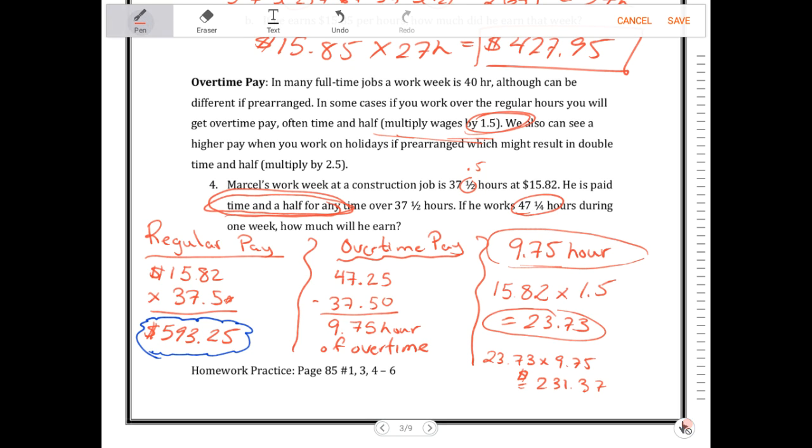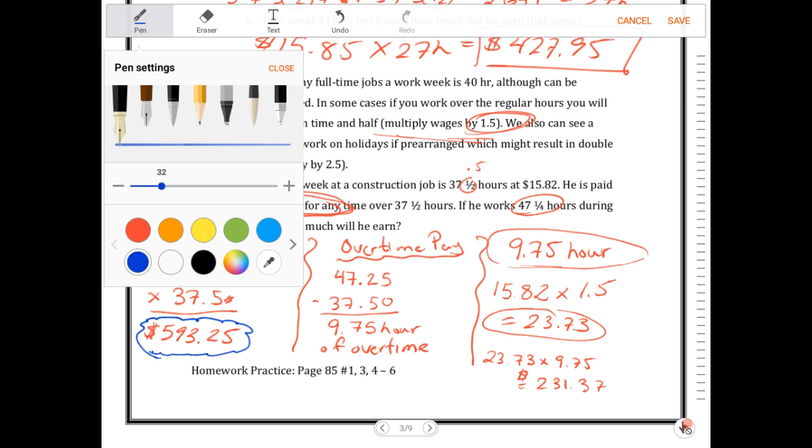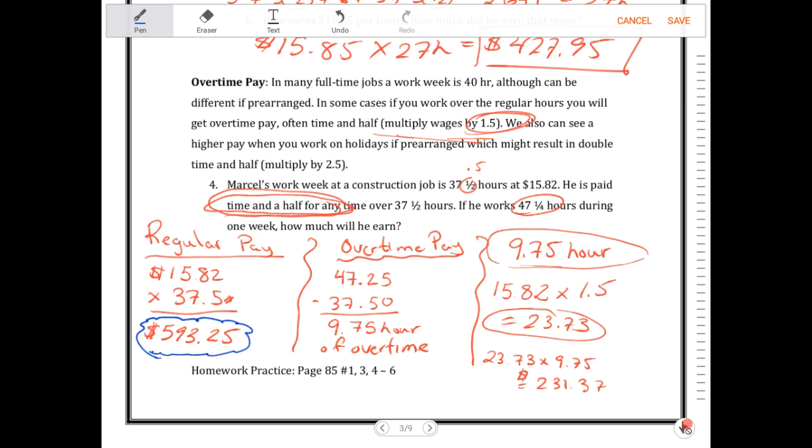So how would you figure out the total pay in this case? Well, we have this part right here. This is our overtime amount. This is our regular amount. So what you'd have to do is add these two values together to get your total amount of pay. And in this case, it should be about $824.62.